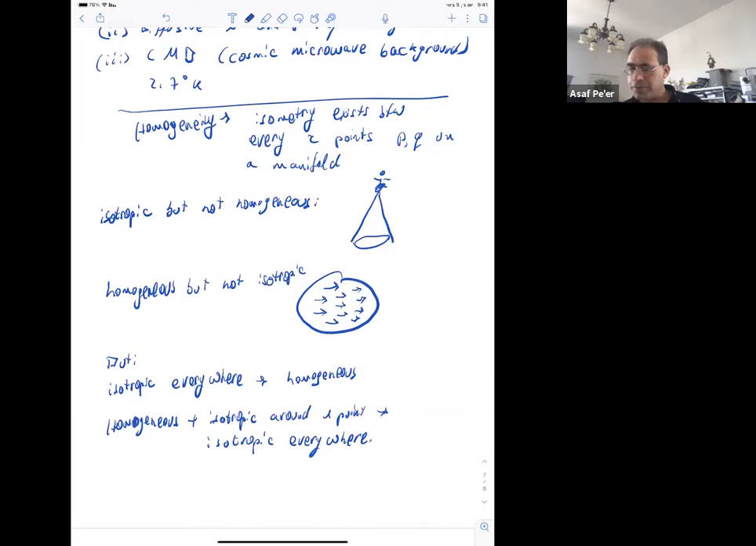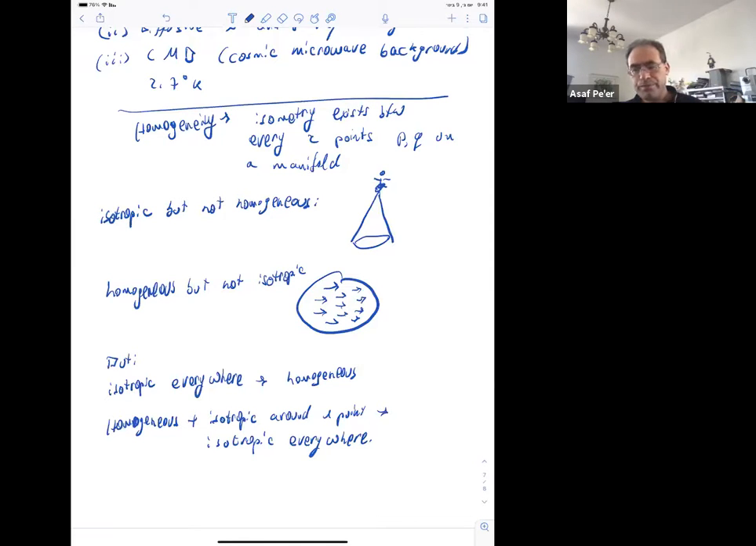Now, of course, we cannot really tell much about the homogeneity in the universe because we're only at one point, but we have many pieces of evidence for isotropy of the universe. So the Copernican Principle will tell us that the universe is also homogeneous.